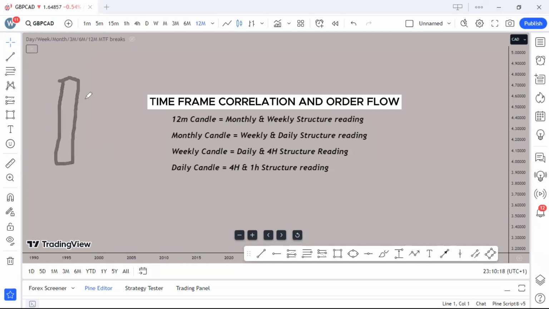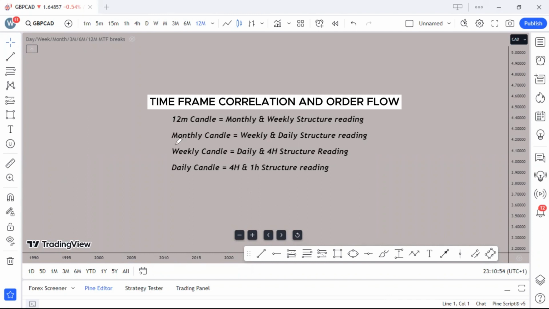So, which time frame do we use to notify that this 1 year candle is ready to make a move for the next first 6 months? That is the monthly and weekly time frame. Now, that is for 1 year.